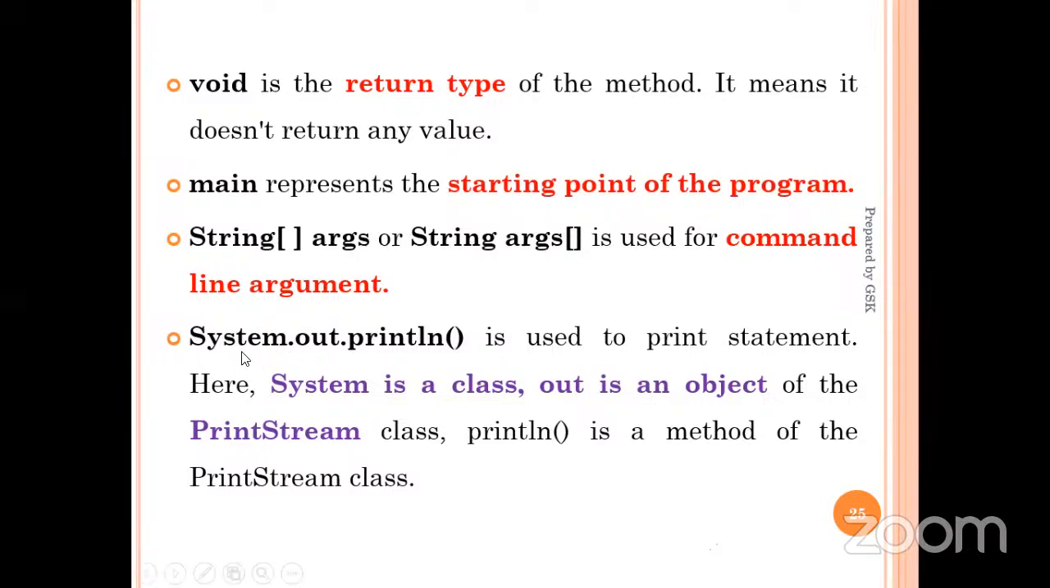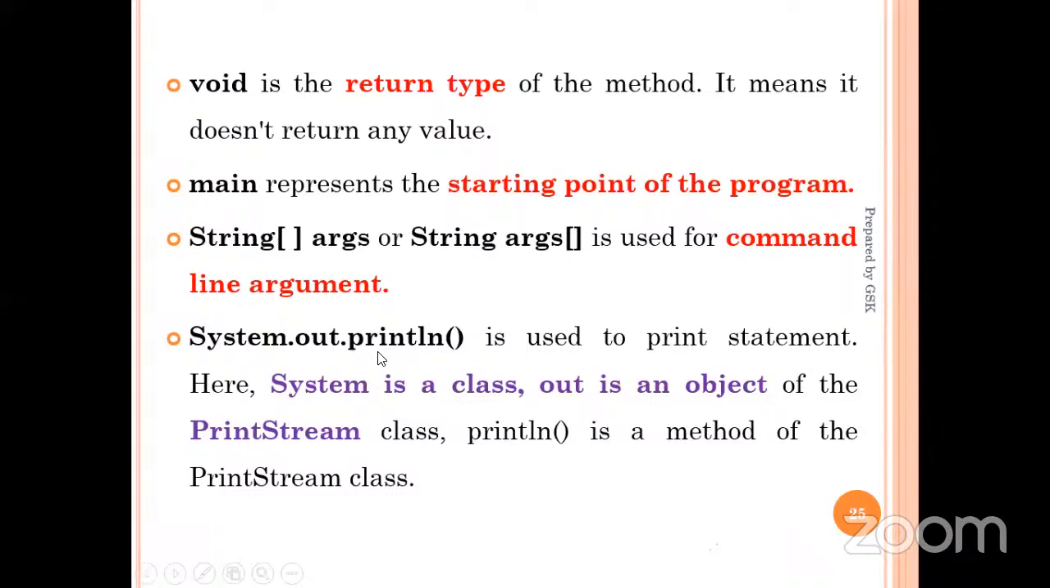Then the next one is System.out.println. This is the output statement. But what is System, what is out, what is println? This is the important part. Here System is a class. System is a predefined class. If you find any word that starts with a capital character, uppercase letter, you can easily understand that it is a class name. So here System is a class name.